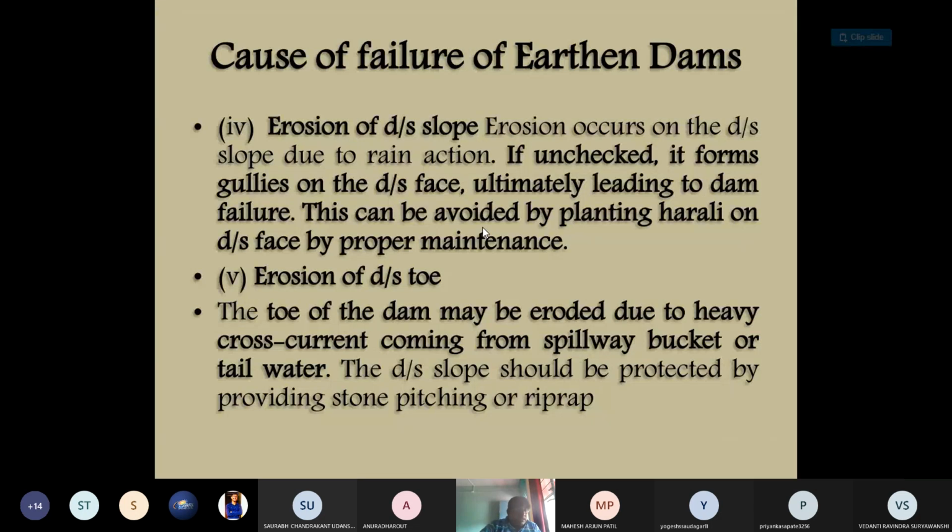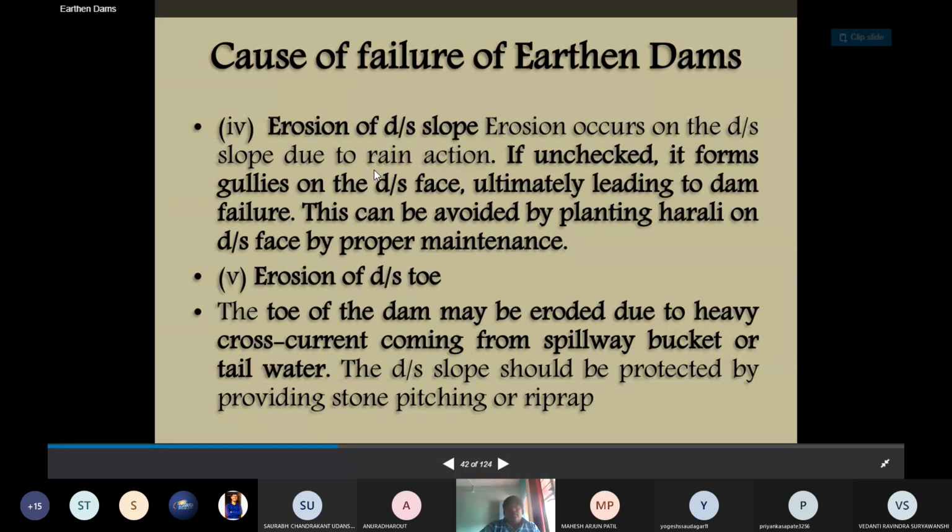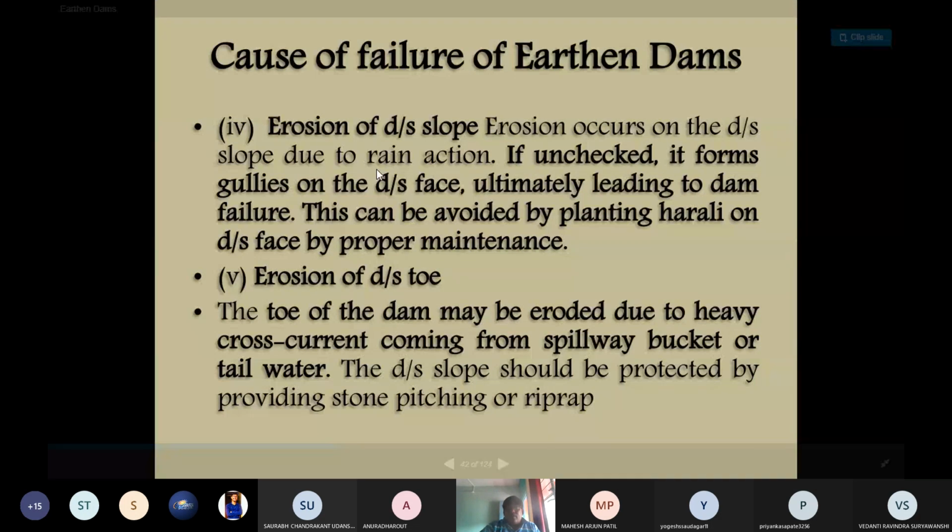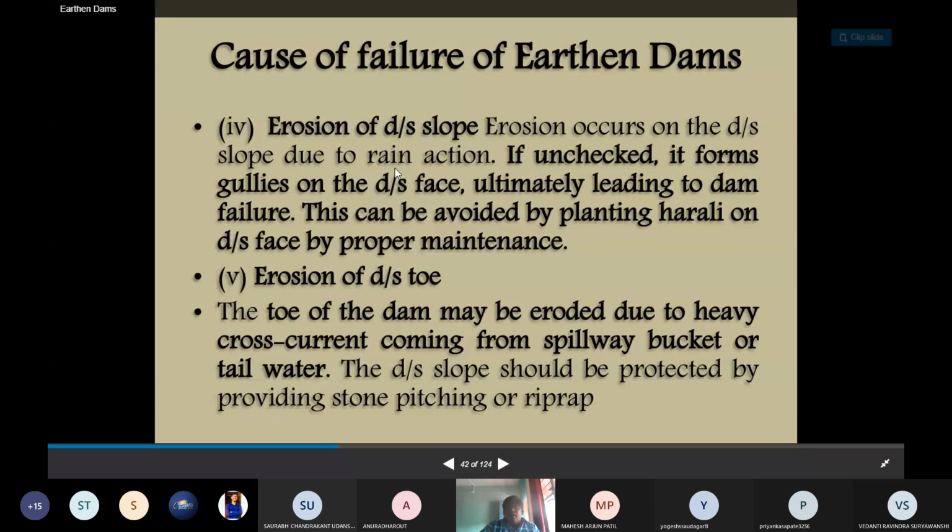So you know, in the case of an earthen dam, turfing is also provided, and a berm is also provided. Turfing is nothing but greenery developed on the downstream face of the dam. So erosion occurs on the downstream slope due to rain action. If it is unchecked, it forms gullies on the downstream face, which ultimately causes the dam to fail. This can be avoided by providing turfing, or planting grass on the downstream face, with proper maintenance.